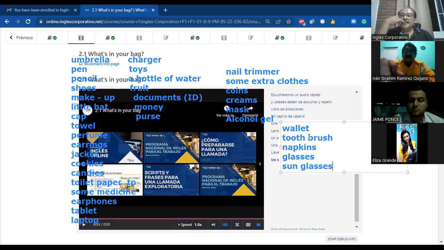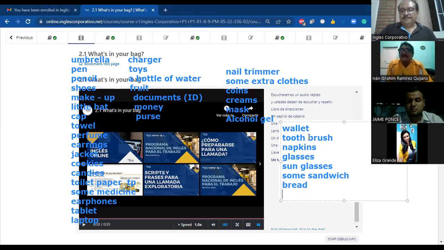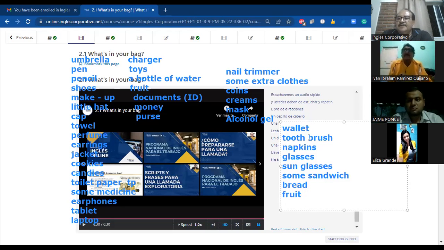Some sandwich. Yes. Para comer en el camino. Some sandwich. Un emparedado. Or some bread. Un pancito ahí, right? Okay. Fruit. Una frutilla ahí. Apple. Banana. Okay, una bolsita de mango. Good. What's snack?